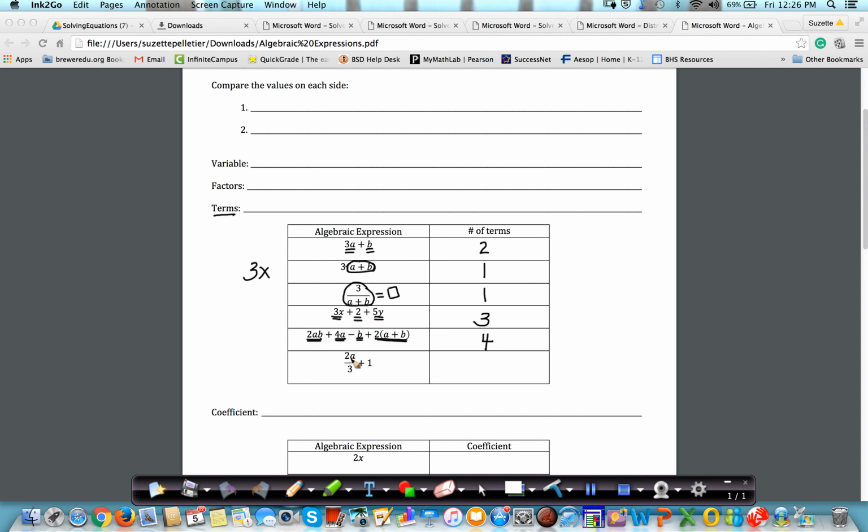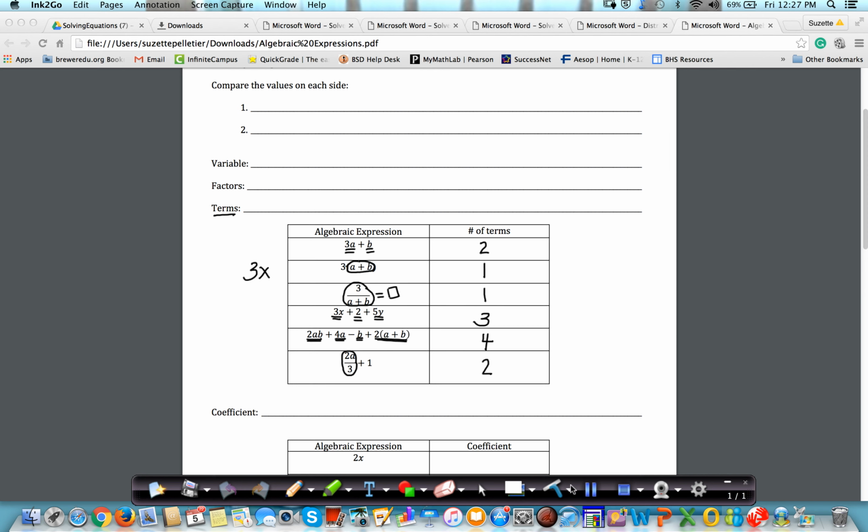And then in this last one, again, think about division as its own sort of term. It's going to give us one sort of value that I then need to add to 1. So there are 2 terms here. Okay, do you understand terms? So separated by addition and subtraction, just go ahead and, if you underline them or circle them, it sometimes makes it a little easier to see them.